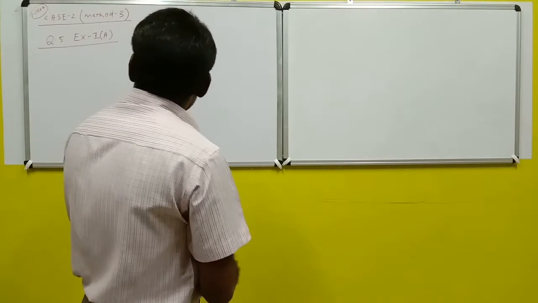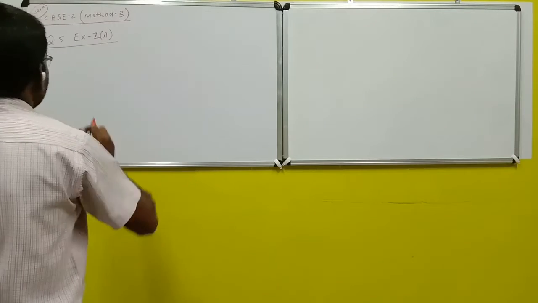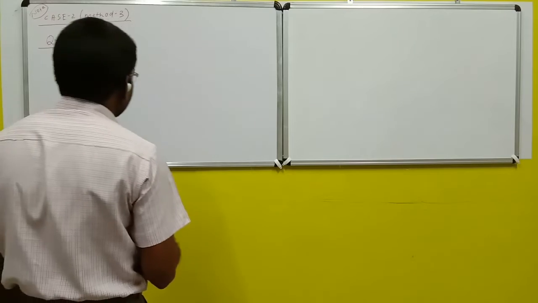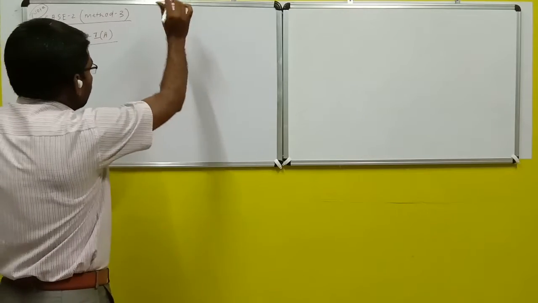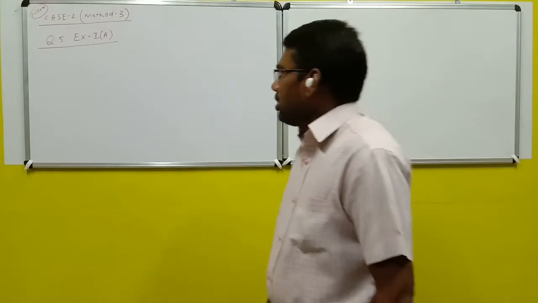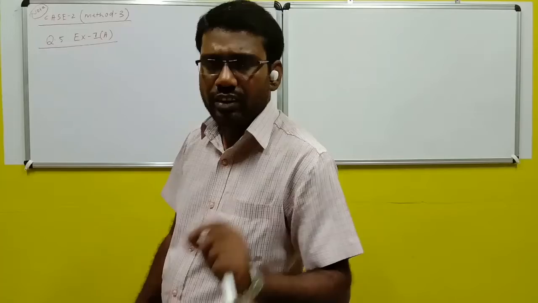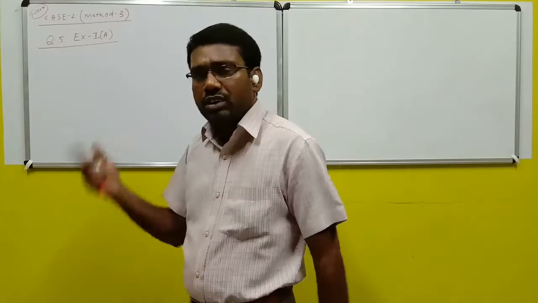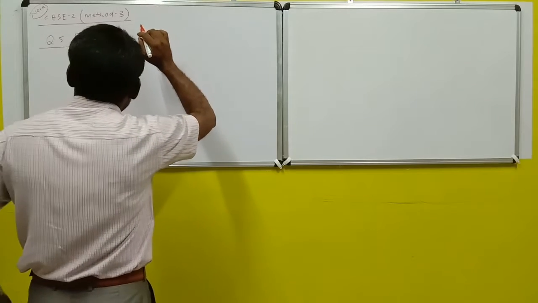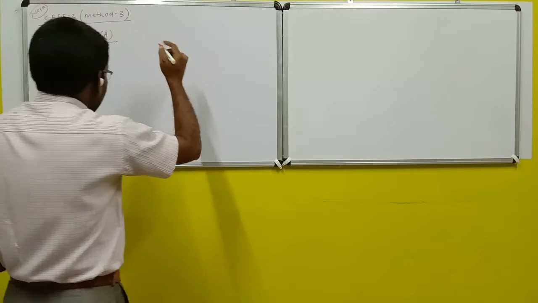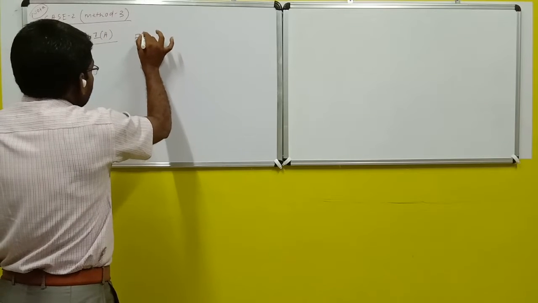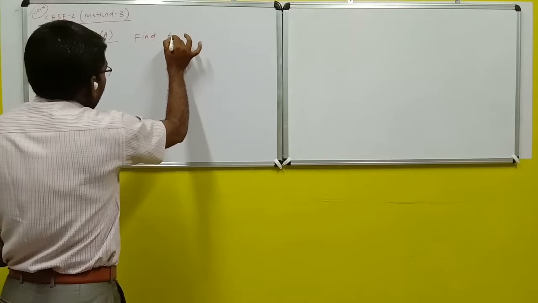Suppose your given rational numbers are 3 by 7 and 5 by 7, and in the question you are asked to find out, suppose, 4 rational numbers between 3 by 7 and 5 by 7. So how can you solve it? How can you solve such type of problem? The question is: find 4 rational numbers.